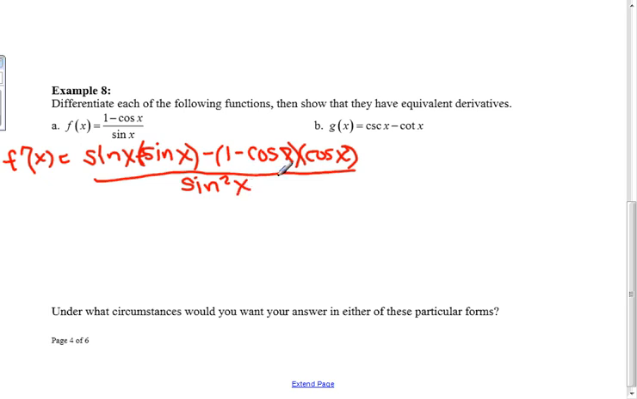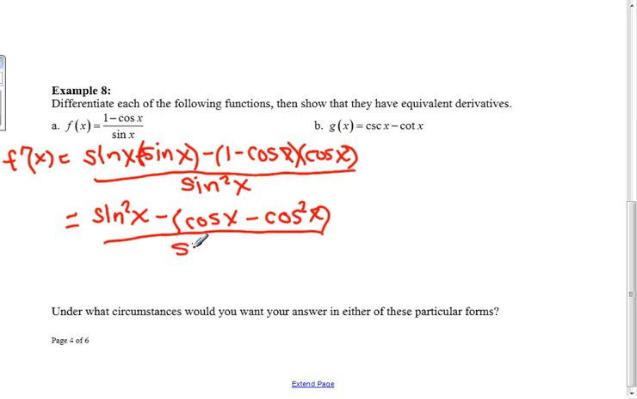Of course we can simplify this. Alright, so we have sine squared of x minus, I'm going to multiply this out first so I don't scare anybody with the steps here. Cosine, oops, I meant to write cosine x. And then we have minus cosine squared of x, all over again, sine squared of x.